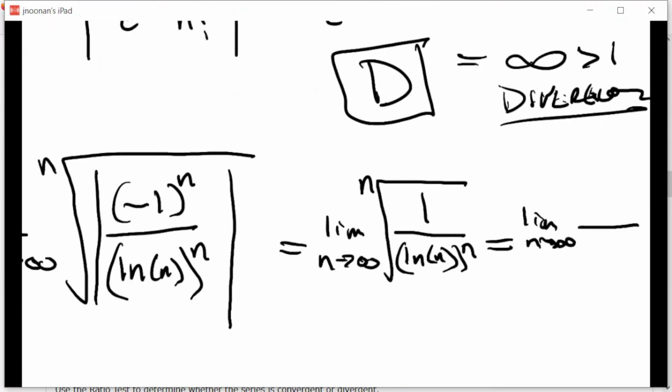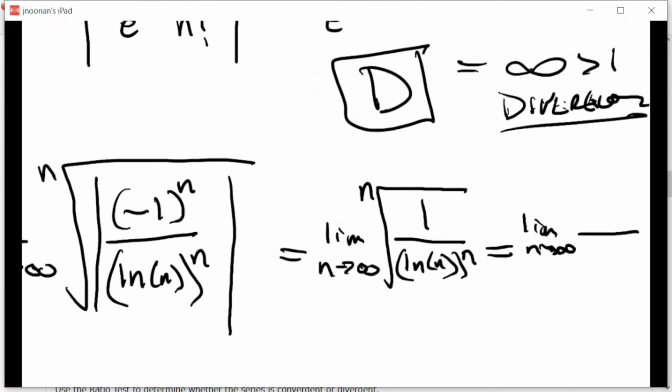I'll zoom in a bit. It's about as far as I can go. Evan, what do you think? What happens when you apply the nth root to this thing? Just 1 over natural log. Yeah, just 1 over natural log. Very good.